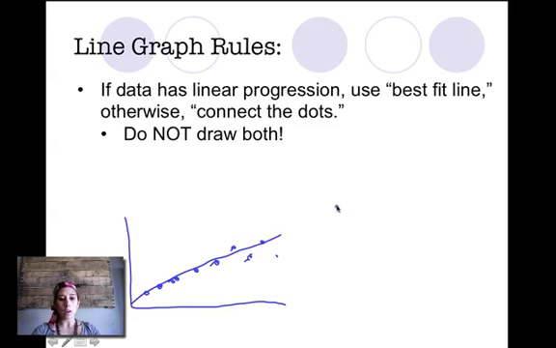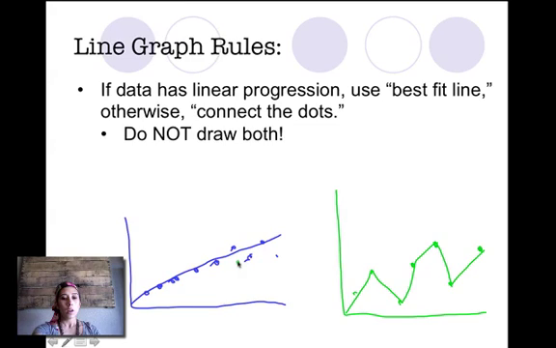But what if you get data that is not as positively correlated? Maybe it's something sort of like this. It's a little bit hard to see the trend, so what we would do is just connect the dots. But do not try to draw both. Don't connect the dots and then try to draw something that you feel is best fit. This is incorrect.